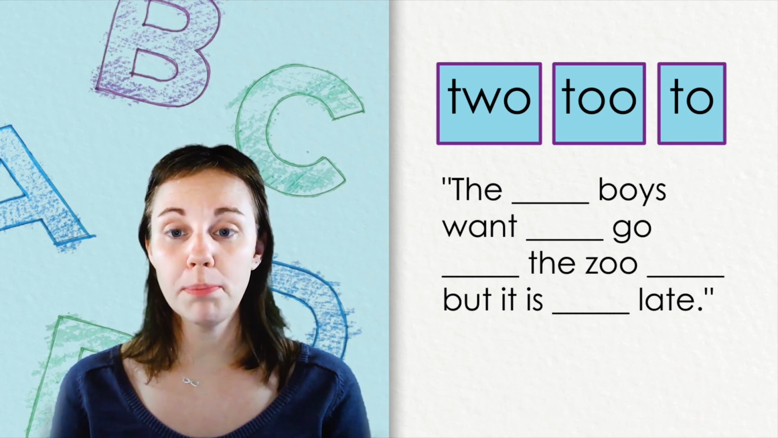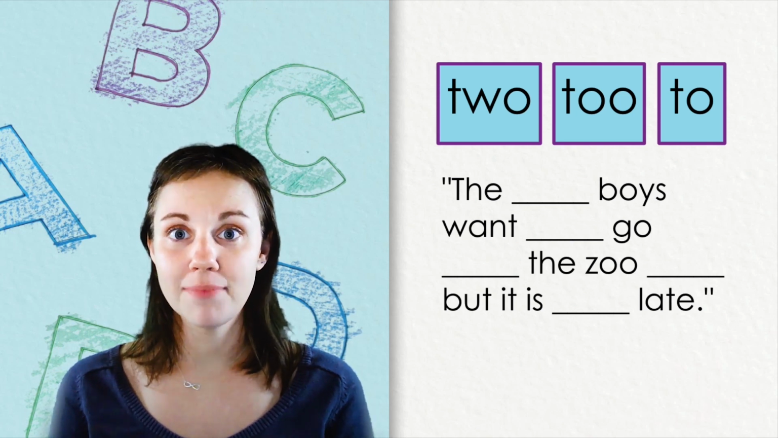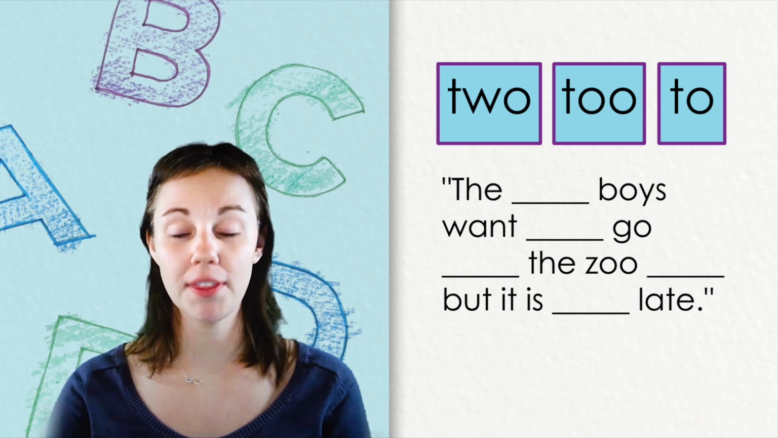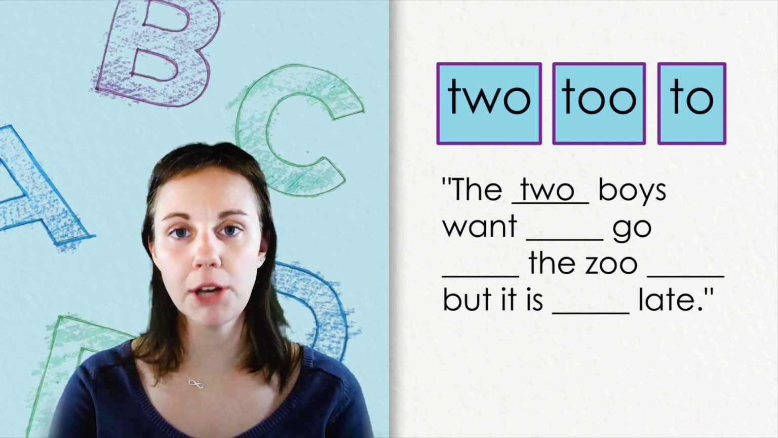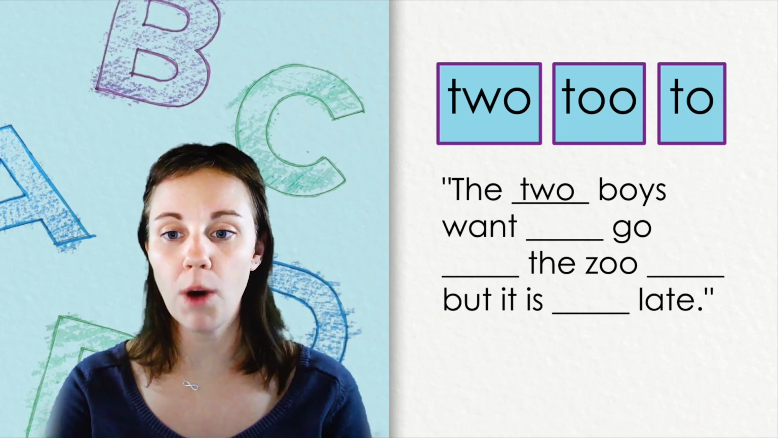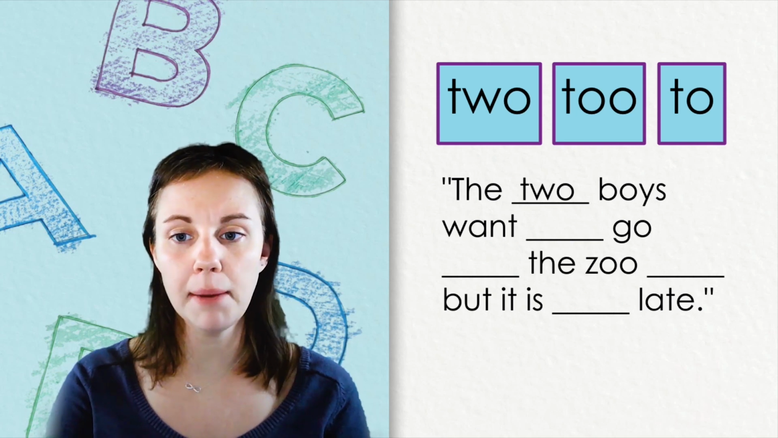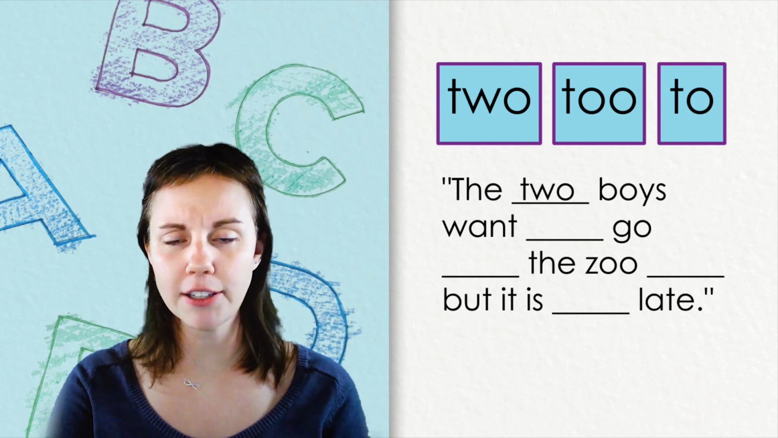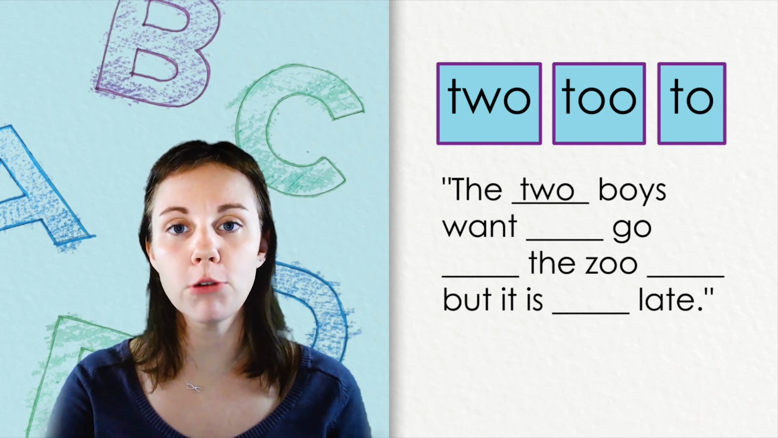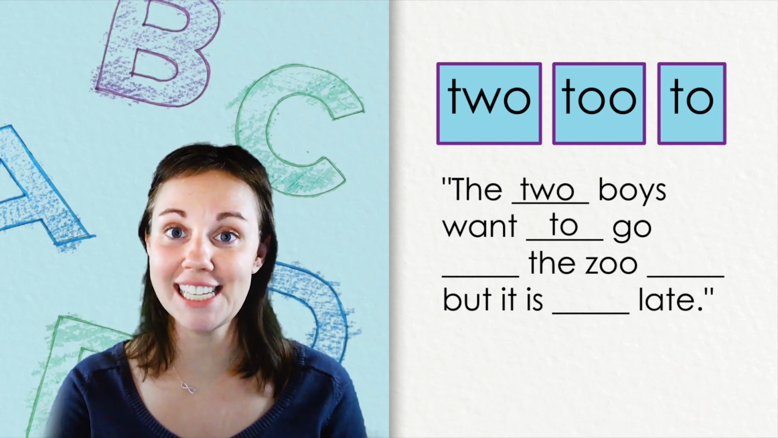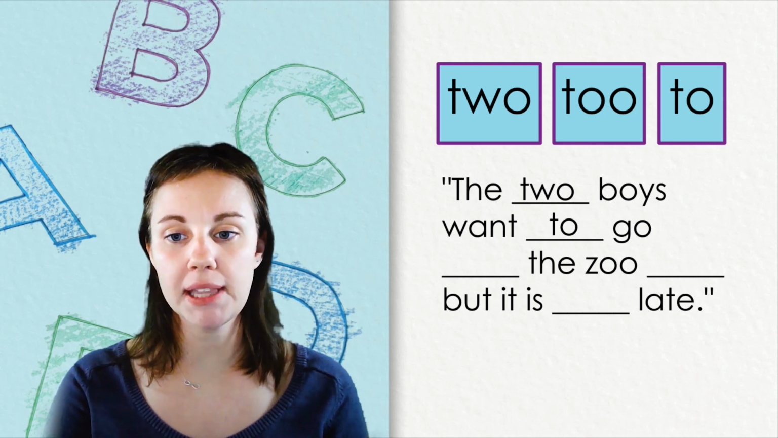That's right. We'll put in 2 like the number. The suffix s on the end of boy, boys, tells us there's more than one. So in this case, there's 2 boys. Let's keep going. The 2 boys want blank go. It doesn't make sense for it to be the number or to mean extra. They must be going somewhere, showing motion or direction. It must be T-O. The 2 boys want to go blank the zoo.